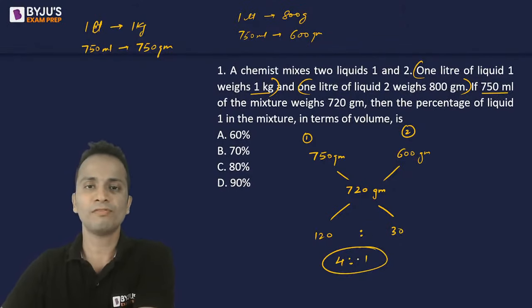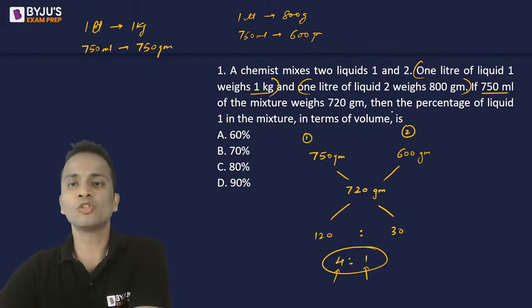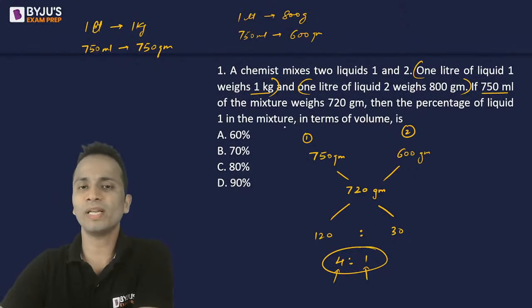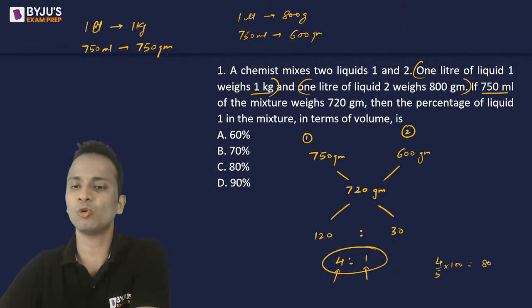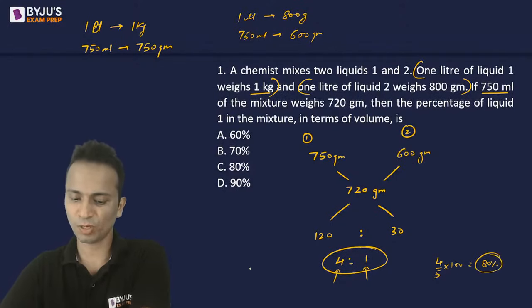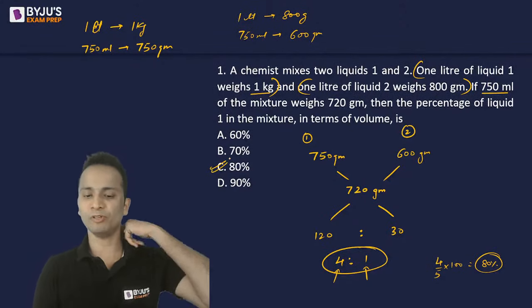All right, fine. So 4:1 is the ratio in which liquid 1 and liquid 2 are mixed, right? So 4 parts of liquid 1 and 1 part of liquid 2. So we have to find out the percentage of liquid 1 in the mixture in terms of volume. So it will be 4 upon 5 multiplied by 100, and that comes out to be 80 percent. Okay. So the correct answer for this will be option C, that is 80 percent.